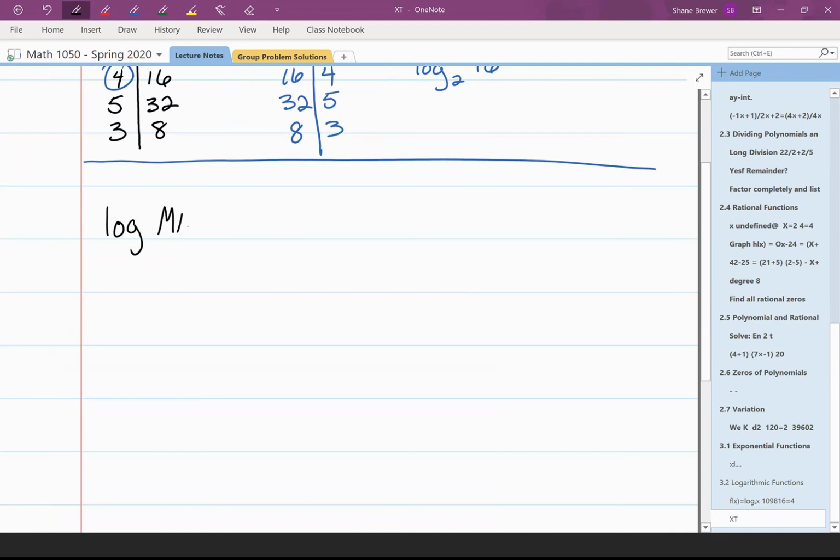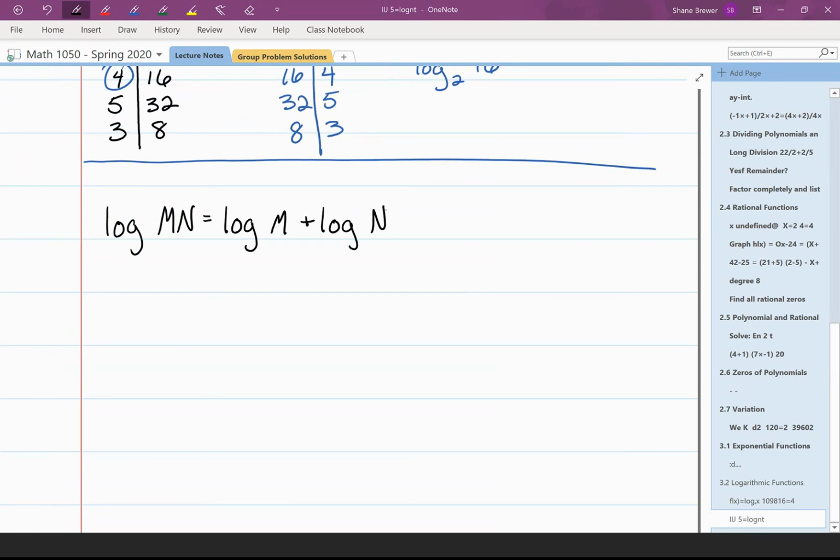First property is this. If I ever have the log of a product, the log of something times something, that can be rewritten or expanded as just the log of m plus the log of n. Okay? So if you've got the log of a product, it becomes the sum of a couple logs, just like that.